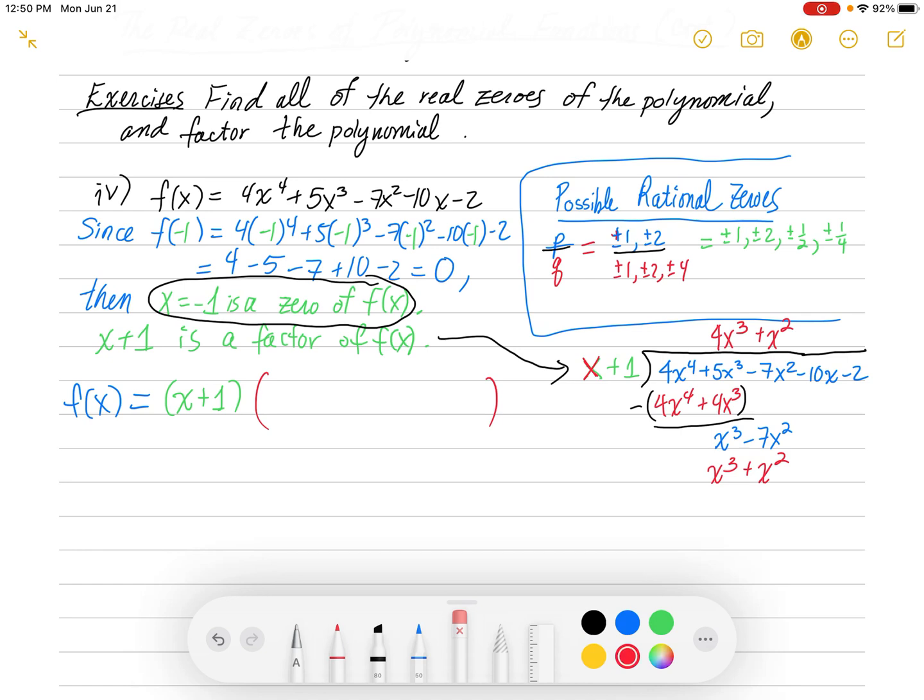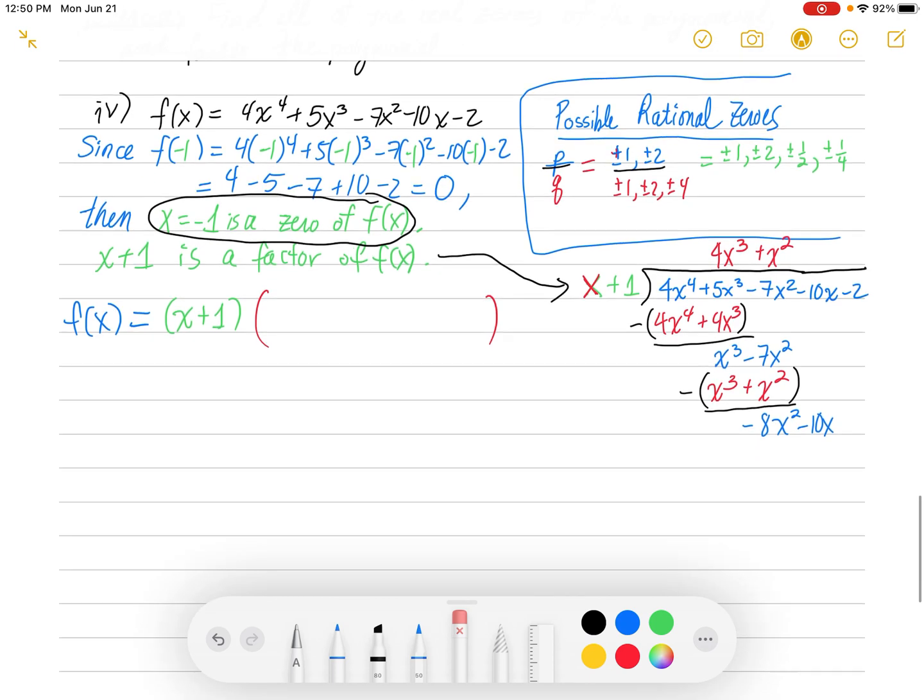Okay. And I'm going to subtract. What am I going to subtract here? I'm going to take my x cubed minus 7x squared in blue minus my x cubed plus x squared in red. So when I subtract, the x cubes cancel, and I get minus 7x squared minus an x squared, which gives me a minus 8x squared. Okay, bring down, from above, 10x, the famous 10x.